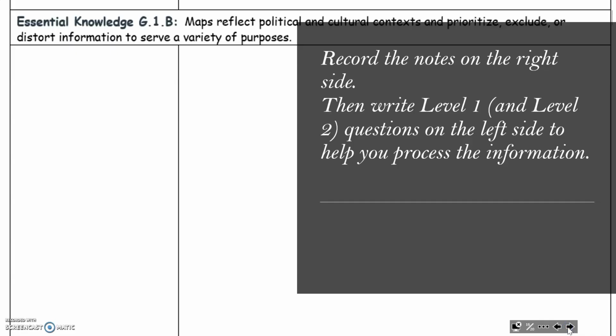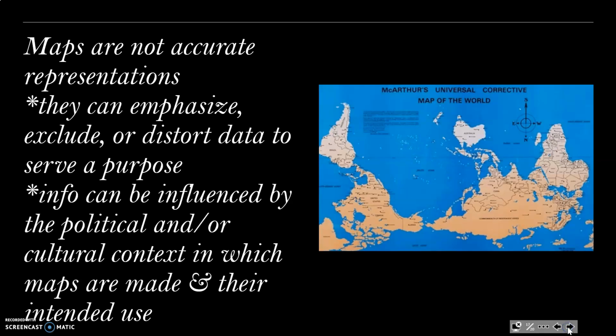So again, you're going to record your notes on the right side. Anything that is typed on the screen you're going to write, and then eventually we'll do those questions on the left. Okay, so maps are not accurate representations. So we know this already because the Earth is a three-dimensional object, it's round, and maps are two-dimensional papers or images on a screen. So maps can emphasize, they can exclude, or they can distort data to serve a purpose.